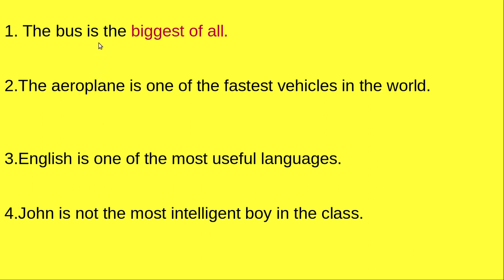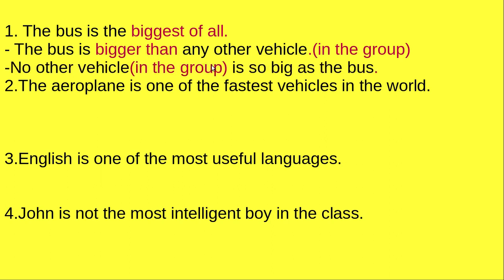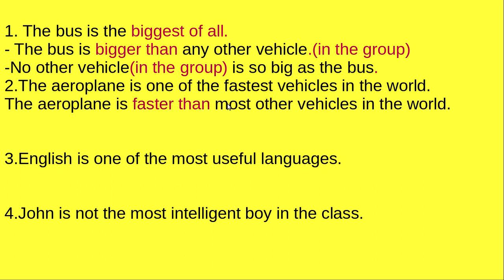The bus is the biggest of all. How can we transform into comparative first? The bus is bigger than any other vehicle. In the group that there were only three vehicles, among them, the bus is the biggest, right? No other vehicle in the group is so big as the bus. You know that, right?